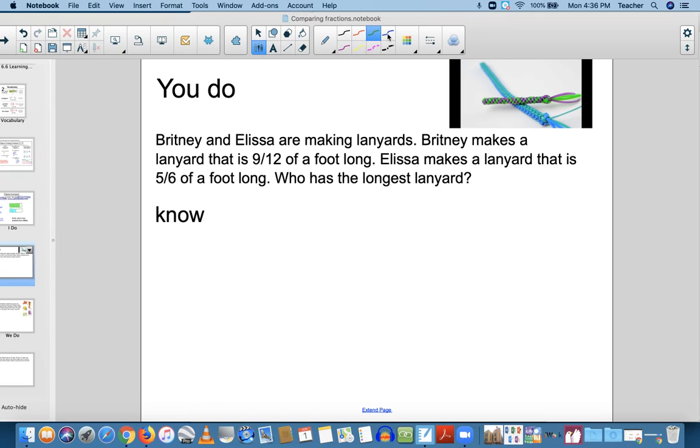We know that Britney makes a lanyard that is 9/12 of a foot long. So Britney equals 9/12 of a foot long. Elissa makes a lanyard that is 5/6 of a foot long. So Elissa is 5/6 of a foot long.